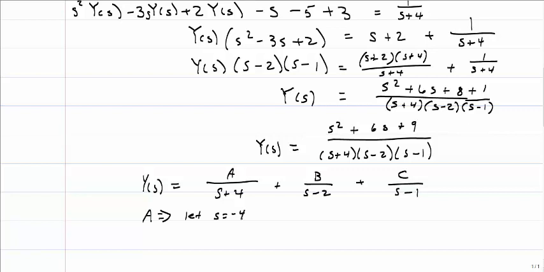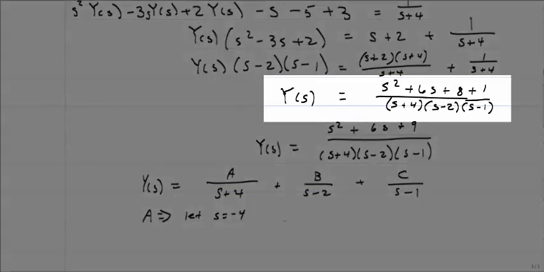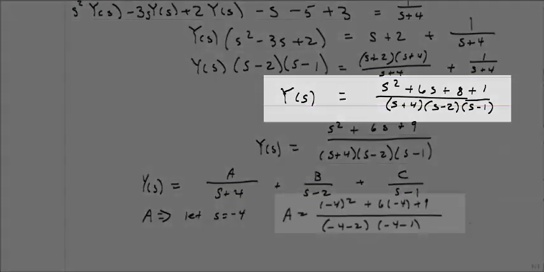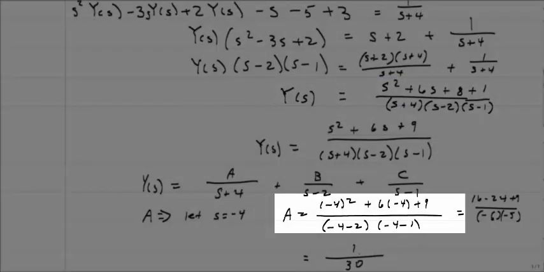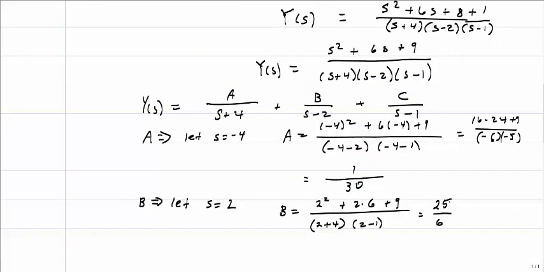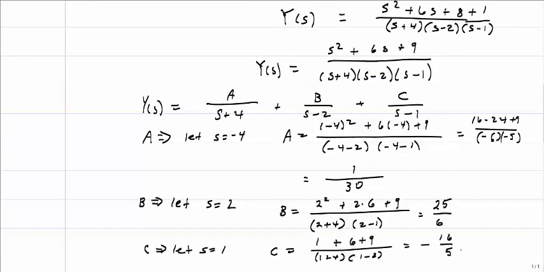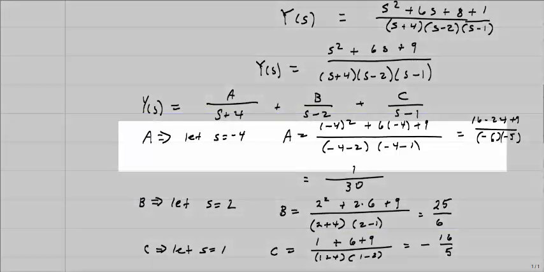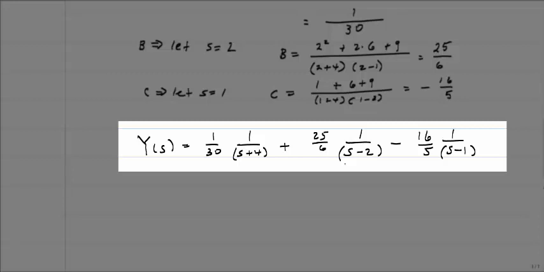For A, I'm going to let s equal negative 4, and again I'll cover up the s plus 4, and when I plug in s equals negative 4, I'll get this, and I get A is equal to 1 over 30. I'm going to do the same thing for B and C, and I'll get B is equal to 25 over 6, and I'll get that C is negative 16 over 5. Putting this all together, I get this as my Y(s).